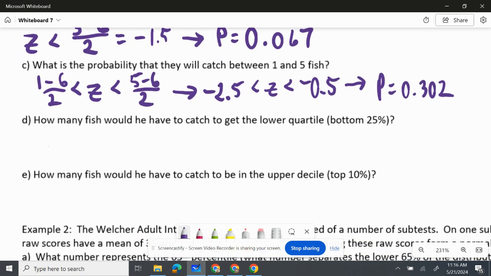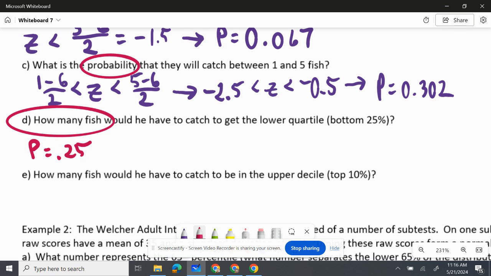Now what we're doing is we're changing it around. This time, instead of it saying what is the probability, we're saying how many fish. So the question changes. This time we're going to do the reverse. Instead of setting up a z and finding the probability, we have the probability, 0.25, because it's the bottom 25%, and we're going to find our z value.